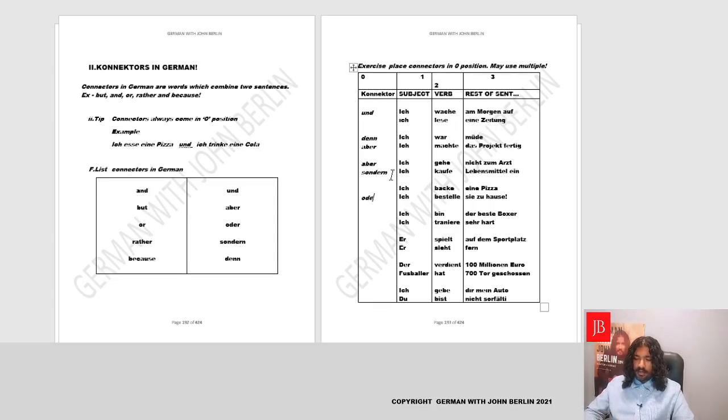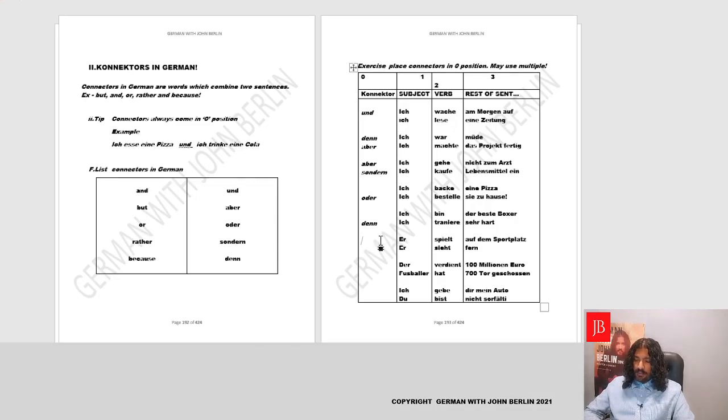So we could write here, oder, or. Yes? Oder. Fantastisch. Now, ich bin der beste Boxer. Ich trainiere sehr hart. I am the best boxer. I train very hard. Now, what's the logic? Ich bin der beste Boxer, denn ich trainiere sehr hart. Perfect. I'm the best boxer because I work very hard.